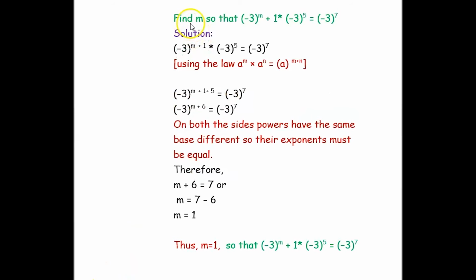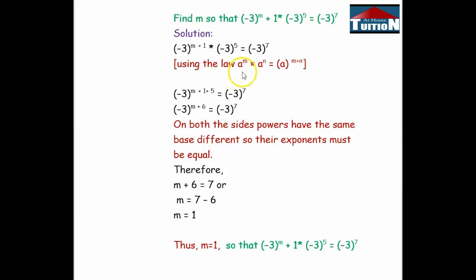Next question is: find m so that negative 3 raised to the power m plus 1 into negative 3 raised to the power 5 is equal to negative 3 raised to the power of 7. So now we will write this equation. What is given? Negative 3 raised to the power m plus 1 into negative 3 raised to the power of 5 equal to negative 3 raised to the power of 7. Now if you see here, the base is same and the exponents are different.